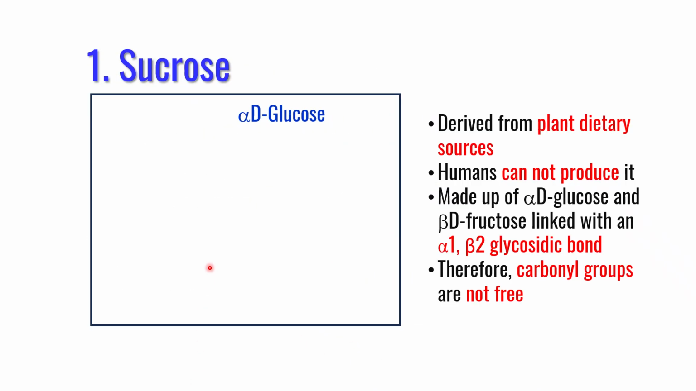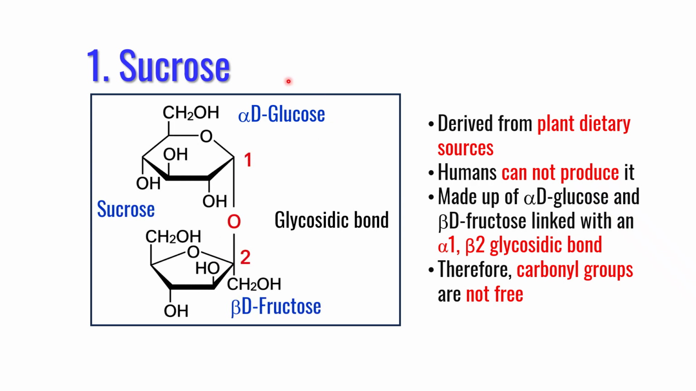So let us begin with sucrose. Sucrose is derived from plant dietary sources such as cane sugar or beet and many other sources. Humans cannot produce sucrose. It is made up of two monosaccharide units including alpha D glucose and one beta D fructose. Alpha D glucose and beta D fructose are connected with the glycosidic bond formed between the carbonyl group of alpha D glucose and beta D fructose. Therefore, there is no free carbonyl group in sucrose.